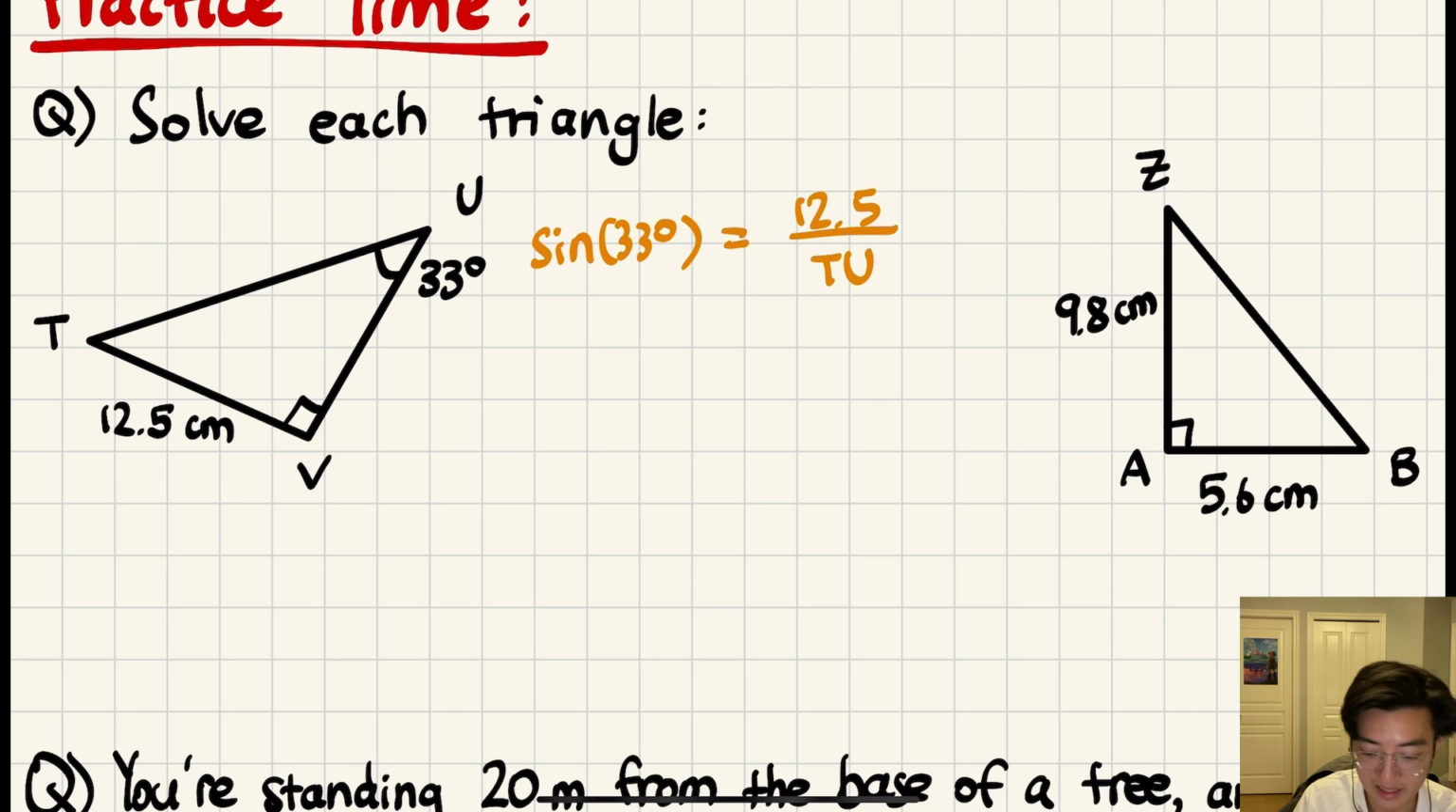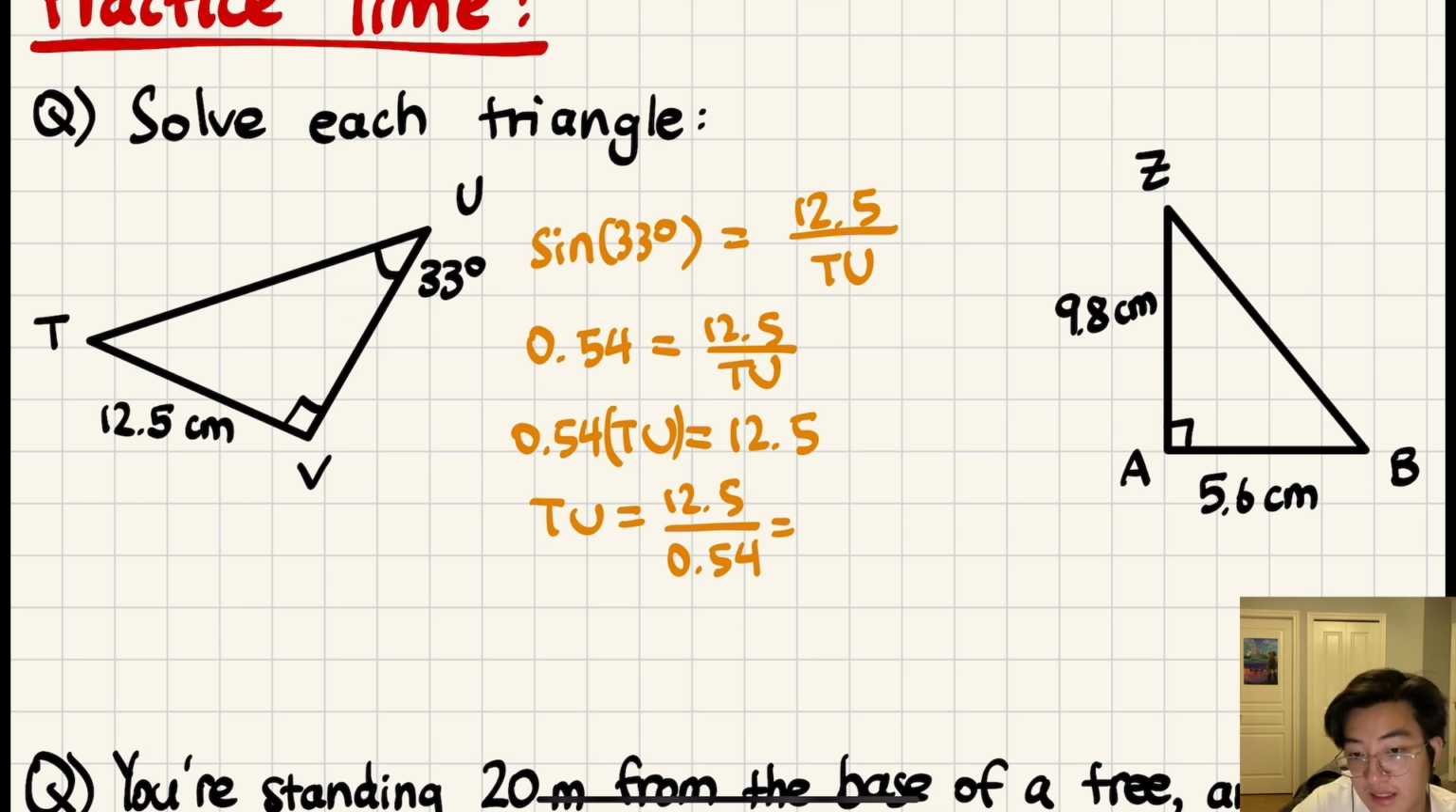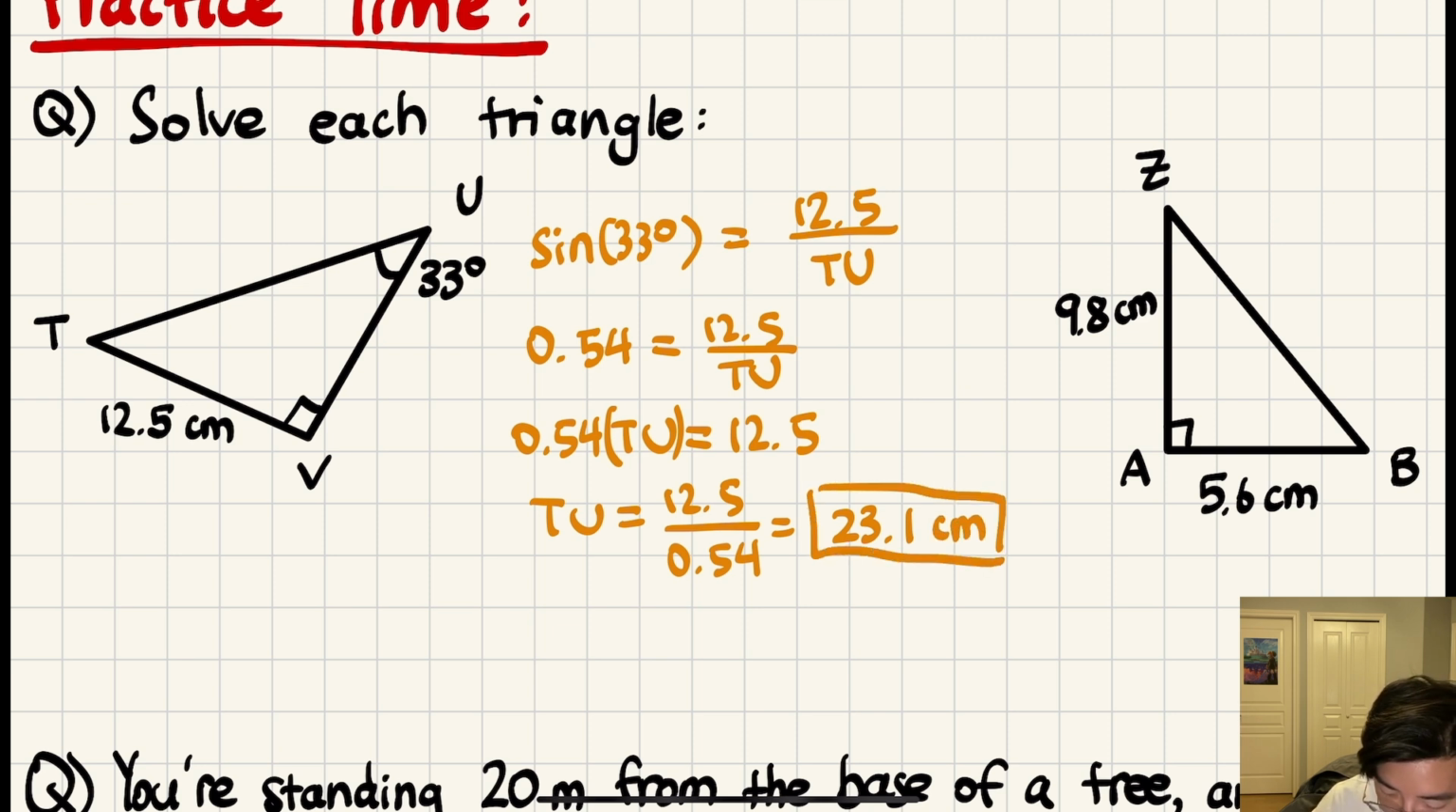Okay, so now we plug in sine 33 in the calculator. We get 0.54 equals 12.5 over TU. Now we multiply both sides by TU. To isolate TU, we can just do 12.5 divided by 0.54. Now this gets us 23.1. Let's round to 1 decimal place, or the tenth, which means that the hypotenuse is 23.1 centimeters.